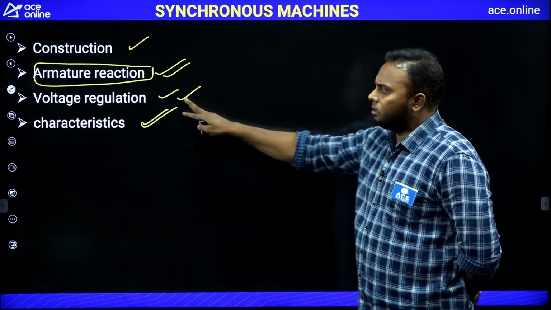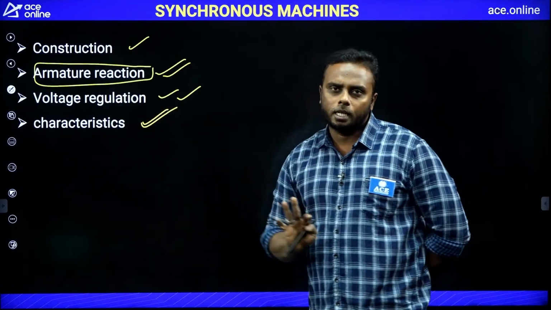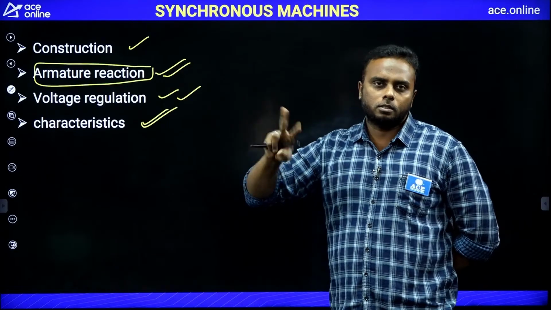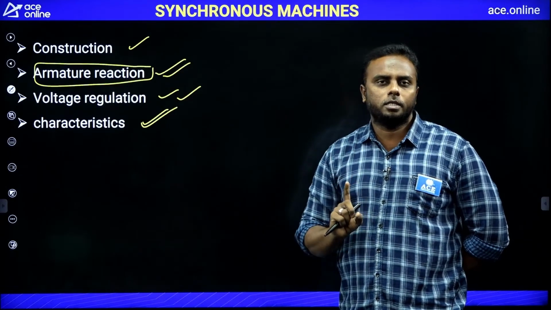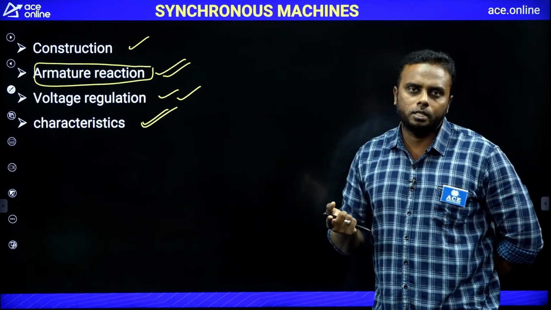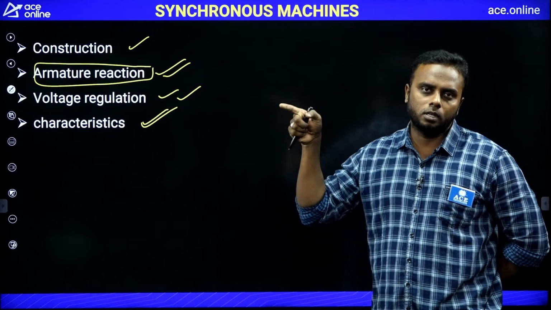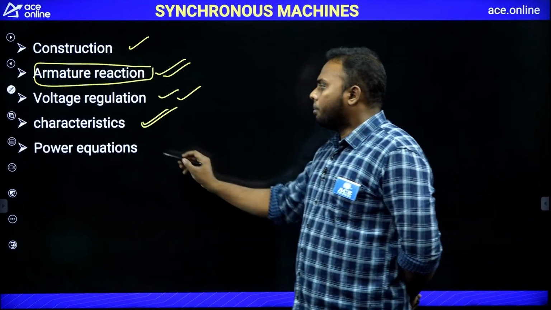But before these regulation methods, you should complete characteristics. First go through voltage regulation, then start characteristics, and then voltage regulation methods. Only then can you understand the regulation methods. Without characteristics, you cannot understand, because we have to draw the characteristics there. Next, power equations.